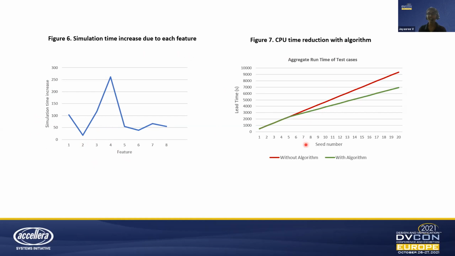And the figure on the right shows the CPU time that is saved with the help of the algorithm. The x-axis represents the seed number of the test case, and the y-axis represents the aggregate runtime that keeps increasing with each seed. From the graph, we can see that up to seed 5, the runtime remains the same with and without the algorithm. Seed 6 onwards, there is a gradual reduction in the runtime of test cases with the algorithm. This is because from seed 6, features 6, 7, and 8 are disabled in the test cases. So there is a reduction in the runtime of each seed and an overall reduction in the aggregate runtime as well.